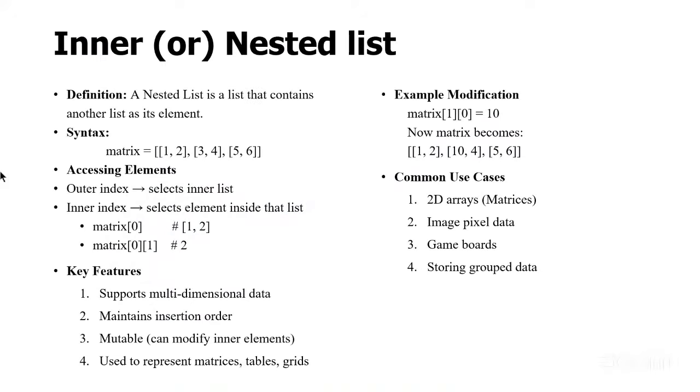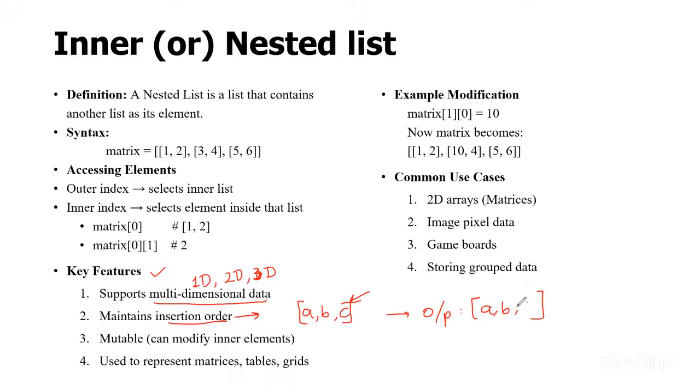Also, the key feature of inner or nested lists is that they support multi-dimensional data. Dimensions means, you know, right? 1D, 2D, 3D. So when there are more than 1 or 2 dimensions, you can use inner lists or nested lists. And this also maintains the insertion order. That is, in whichever order we insert the elements into the list, in that same order they will be displayed in the output.